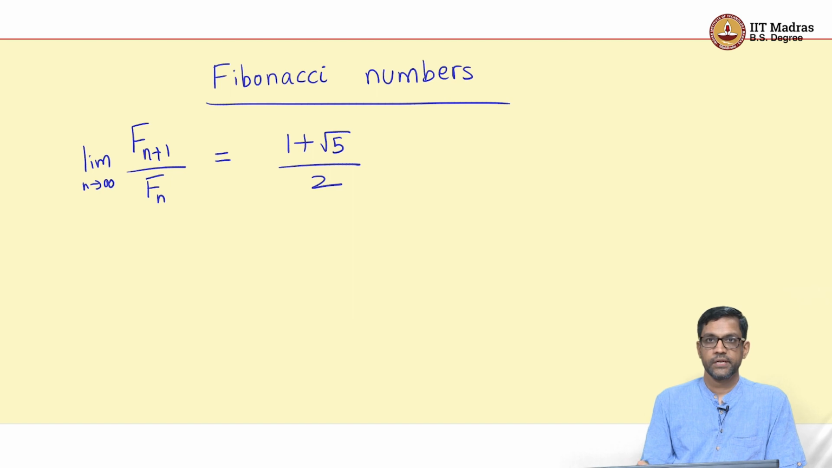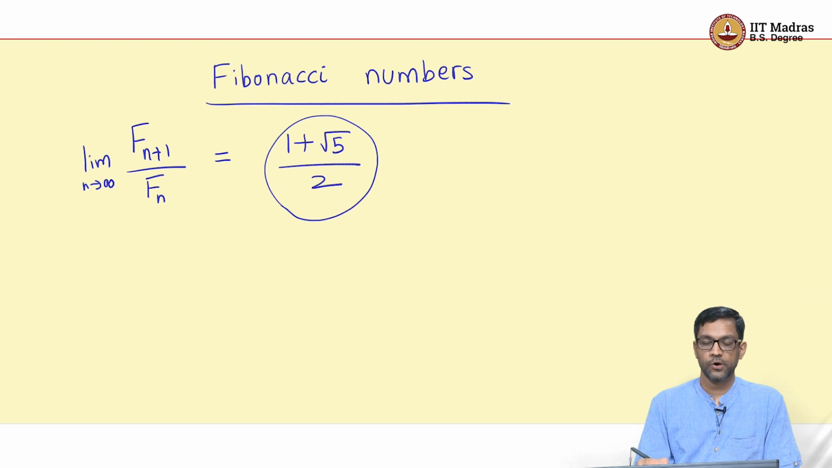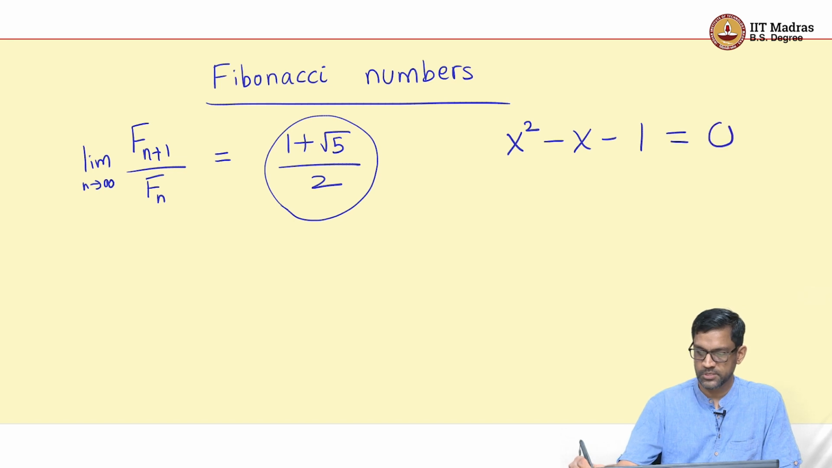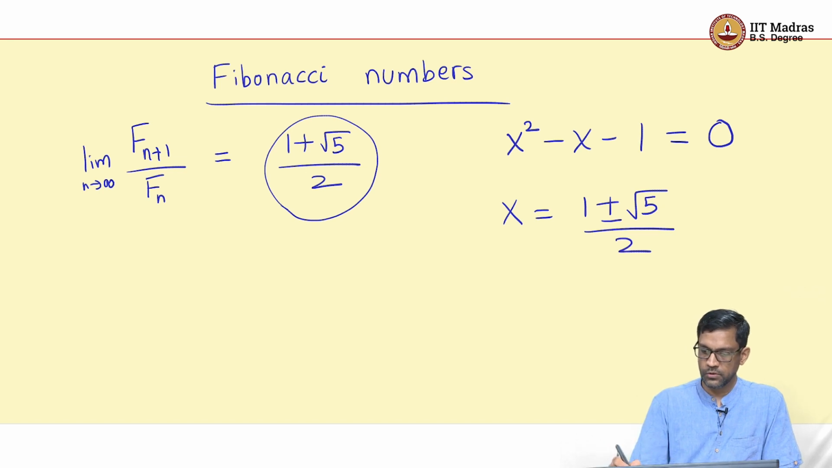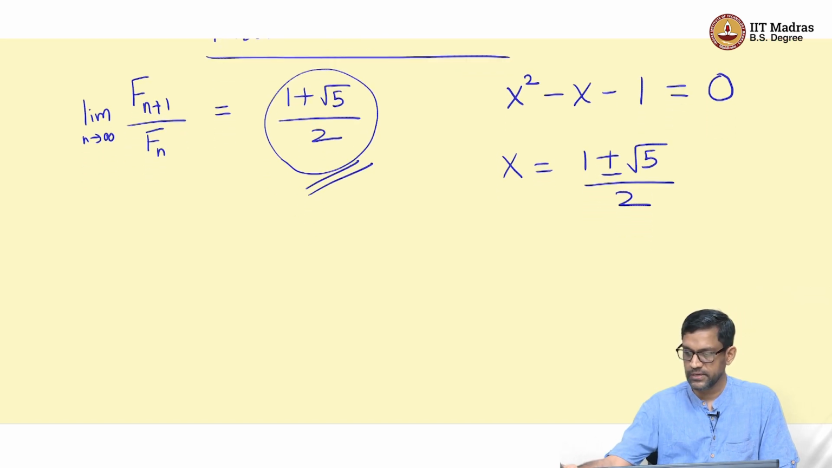Okay, so let us try and analyze this a little bit more. Where did this number come from? If you recall, this turned out to be the root of the following quadratic equation. When we attempted to find the possible value of the limit, we were naturally led to this quadratic equation x squared minus x minus 1 equal to 0, and the roots turn out to be (1 plus minus square root 5) by 2, just using the quadratic formula. So, the positive root is the limit of f_{n+1} over f_n.